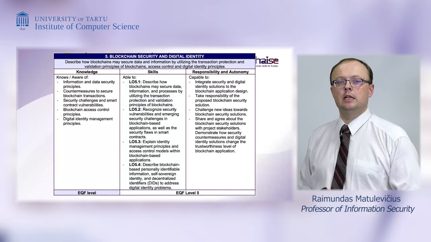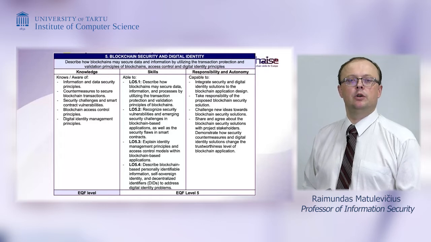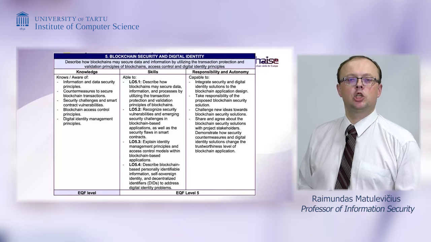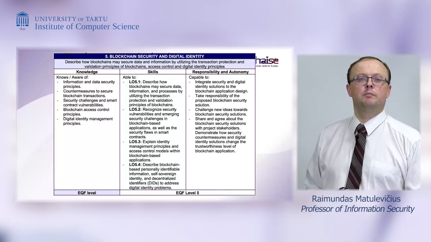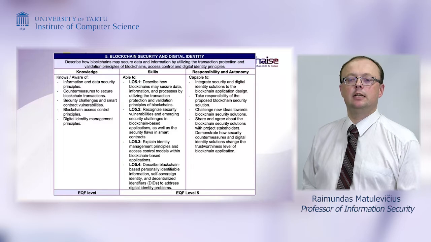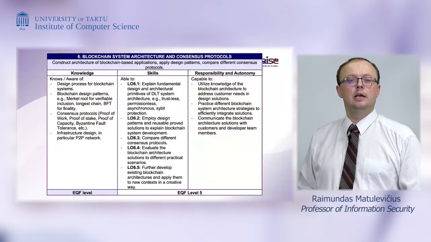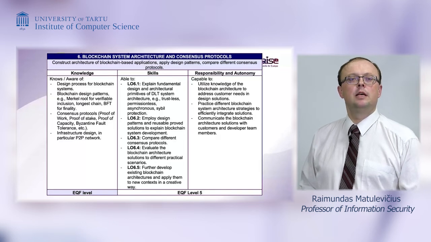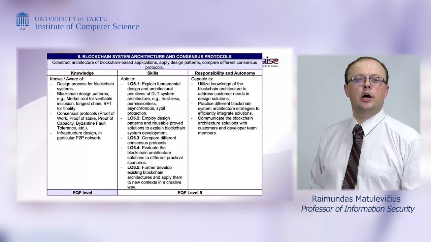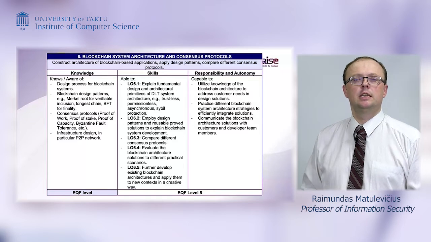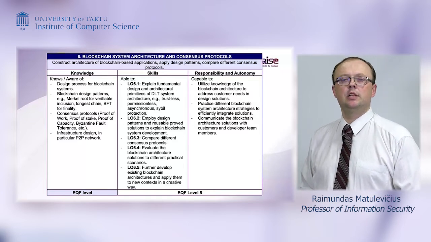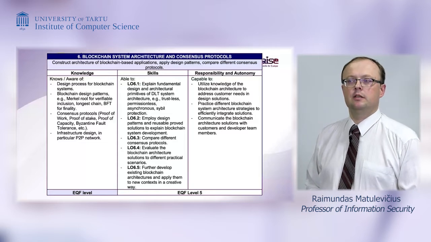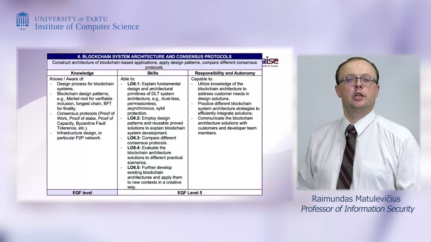Module 5 speaks about the blockchain security and digital identity. More specifically, it describes how blockchain may secure data and information by utilizing the transaction protection and validation principles of blockchain access control and digital identity principles. In the next module on blockchain system architecture and consensus protocol, it is discussed how to construct architecture of blockchain-based applications, apply design patterns, and compare different consensus protocols in order to build blockchain system using its specific architecture.